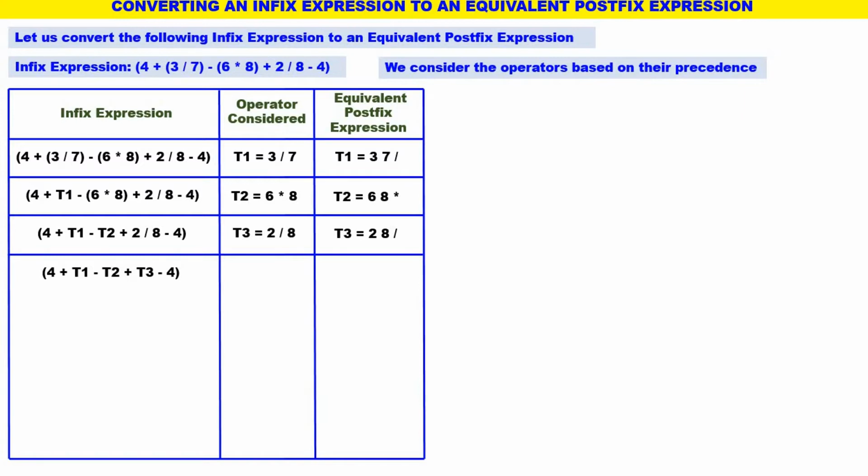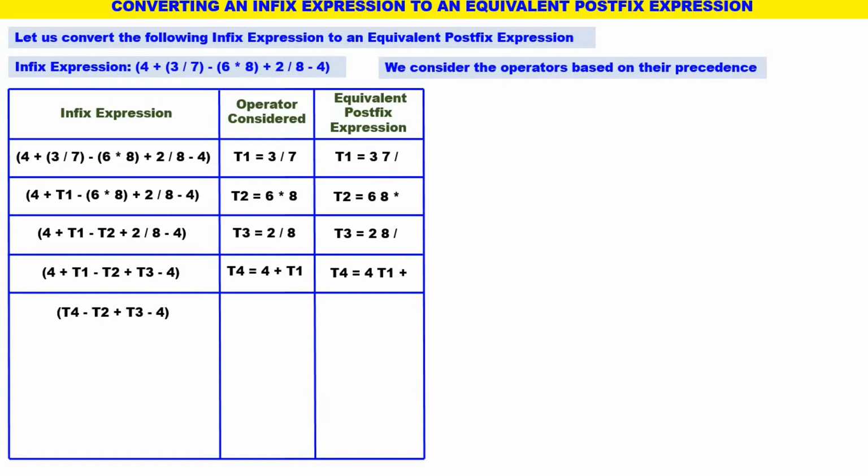Yes. Now you can just observe the operators are plus, minus, plus, minus. Plus, minus have the same precedence. Therefore from left to right whichever comes first we will consider that. That is T4 is equal to 4 plus T1. Yes. 4 plus T1 in postfix is 4 T1 plus. Yes. So instead of 4 plus T1 we will write down T4.